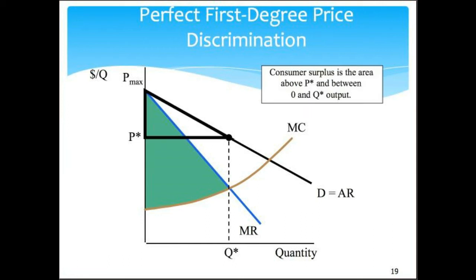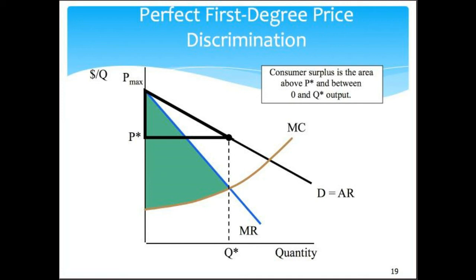Now, let's also just kind of put in here consumer surplus, because this ought to be more familiar. That's the area above the equilibrium price and below the demand curve. So that's a triangle that we usually see.